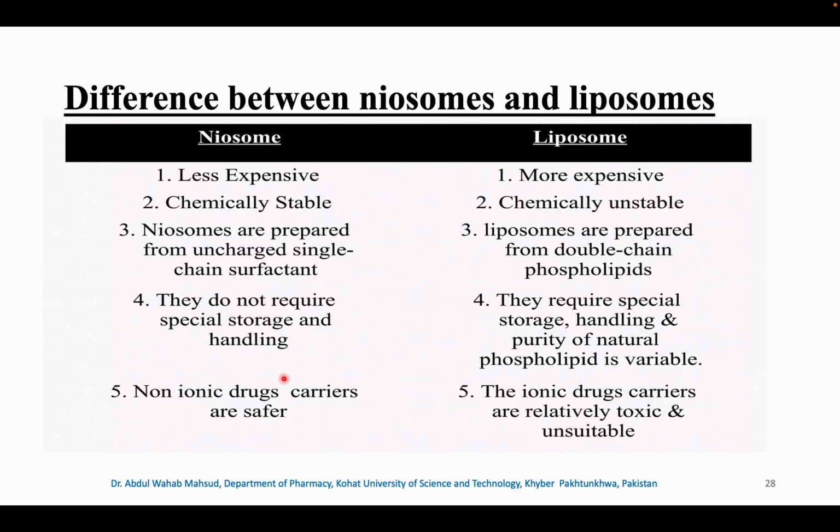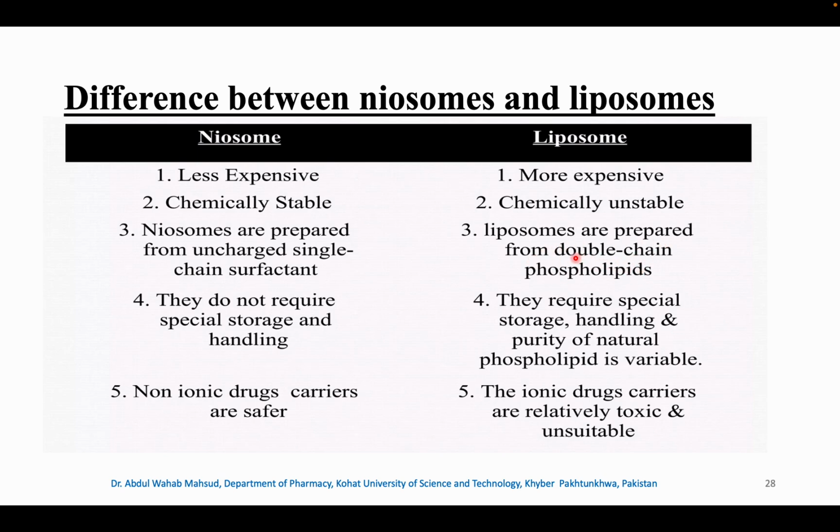Difference between niosomes and liposomes. So these are the differences between niosomes and liposomes. Niosomes are less expensive and liposomes are more expensive. Chemical stability: we can say niosomes are more stable as compared to liposomes. Chemically, liposomes are unstable. Niosomes are prepared from uncharged single chain surfactant, and liposomes are prepared from double chain phospholipids.